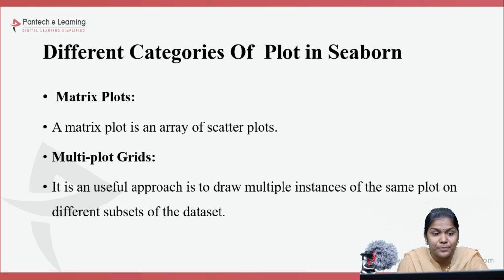Next comes matrix plots, multi-plot grids. Matrix plots is an array of scatter plots. Scatter plotting means we represent the data in a graph in terms of something like holes or in terms of circles. Okay, fine. Multi-plot grids are a useful approach which is used to draw multiple instances of the same plot on different subsets of the dataset.